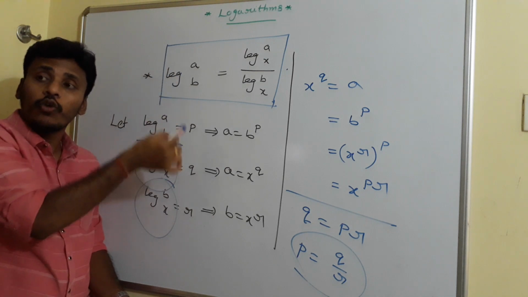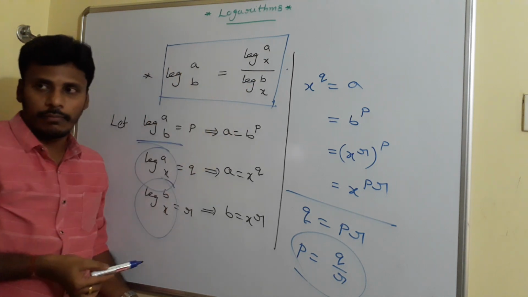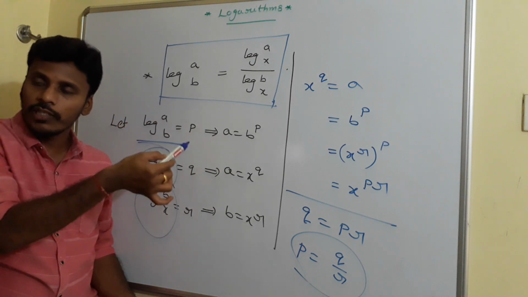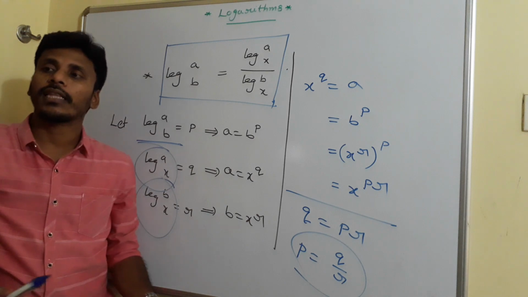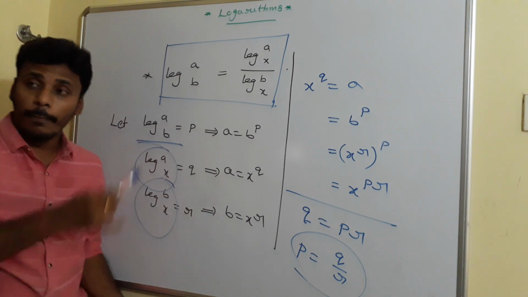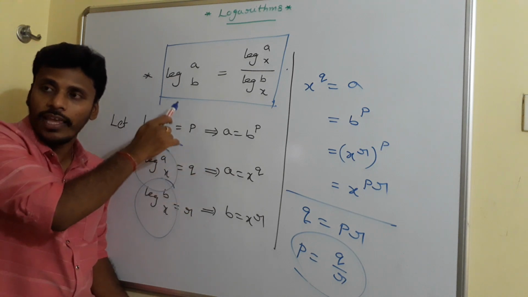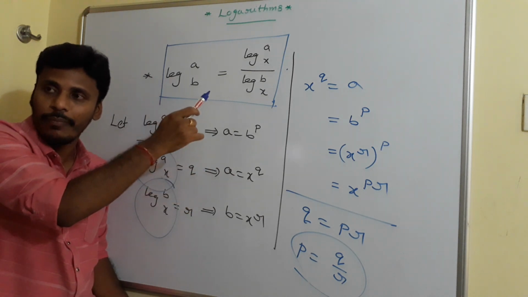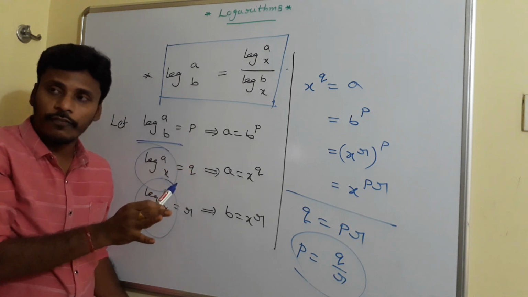Log a base b is equal to log a base a number divided by log b base the same number. You may take y, log a base y by log b base y. You may take z, you may take 10, you may take 1000, any number in the place of x, but the format should be the same as this, that log a base b is equal to log a base x divided by log b base x, right? Don't get confused much, right?